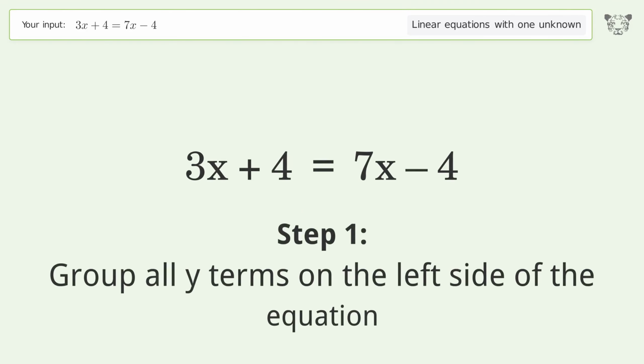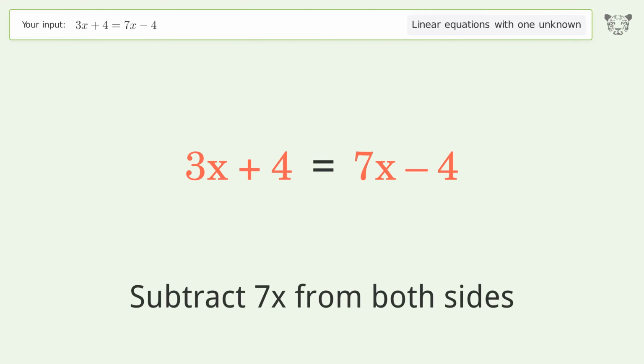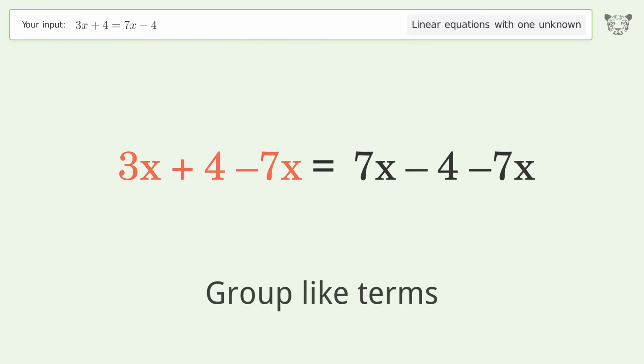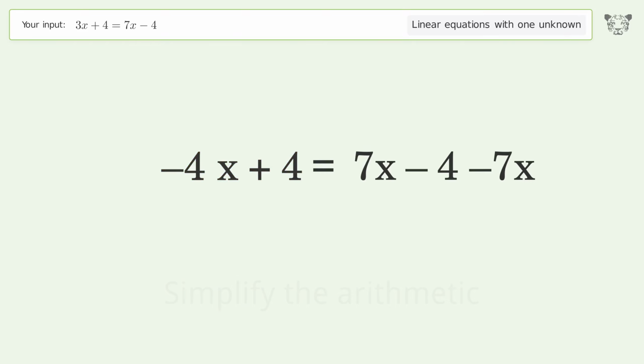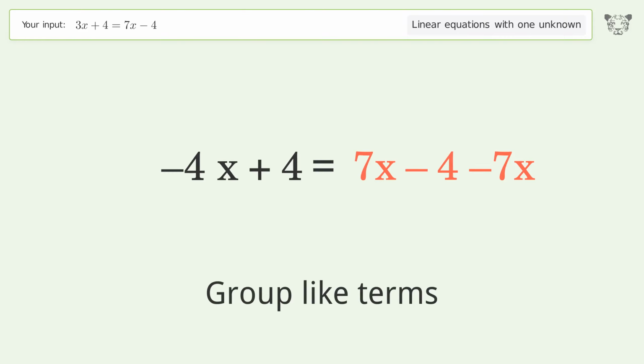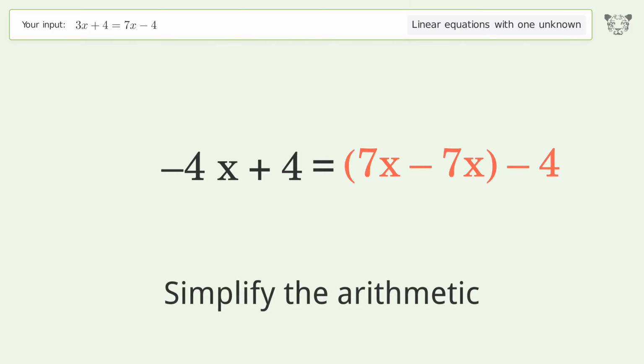Group all y terms on the left side of the equation. Subtract 7x from both sides. Group like terms. Simplify the arithmetic. Group like terms. Simplify the arithmetic.